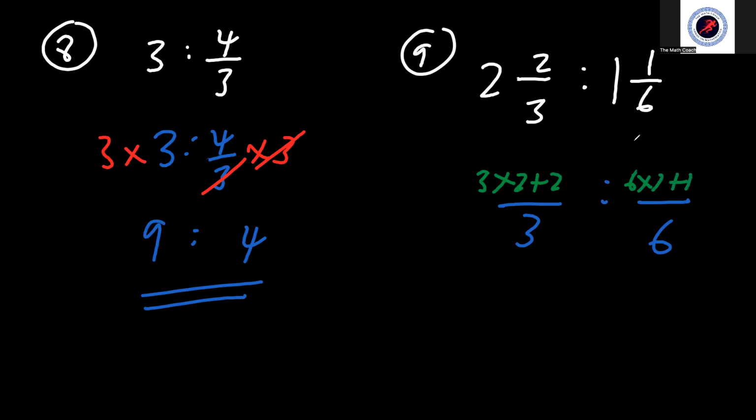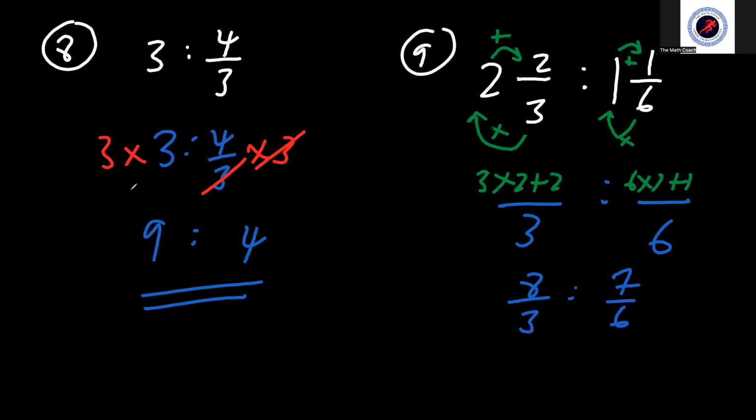Now what did I do here is that I actually multiplied this, and I added this. The same thing I did for this as well. Multiply this and add this. So the answers are going to be 6 plus 2, 8. 8 thirds is to 7 sixths.